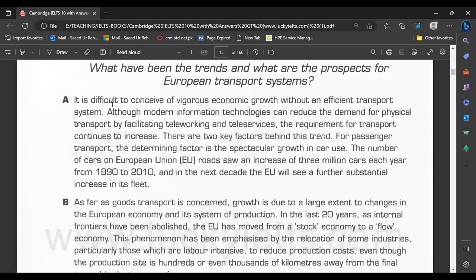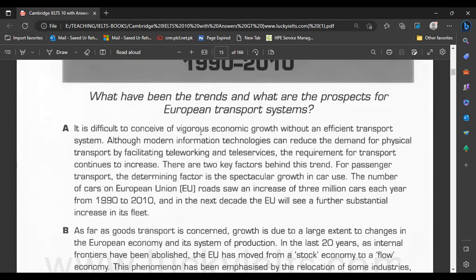You will read first 2 lines of the paragraph and last 1 or 2 lines of the paragraph. In this way, you will have a gist of the paragraph. You will have some general idea about the overall view, because the first 2 lines are always the topic sentence, and the topic sentence is telling what the paragraph is about. It is difficult to conceive a vigorous economic growth without an efficient transport system, although modern information technologies can reduce the demand for physical transport. So this is telling the whole story.